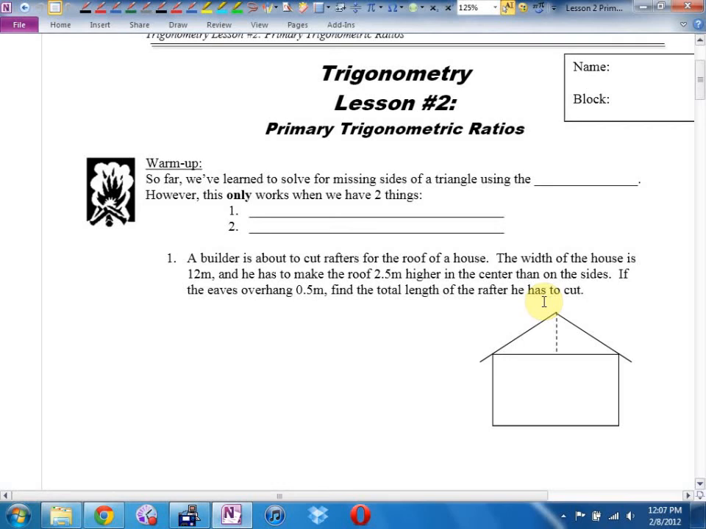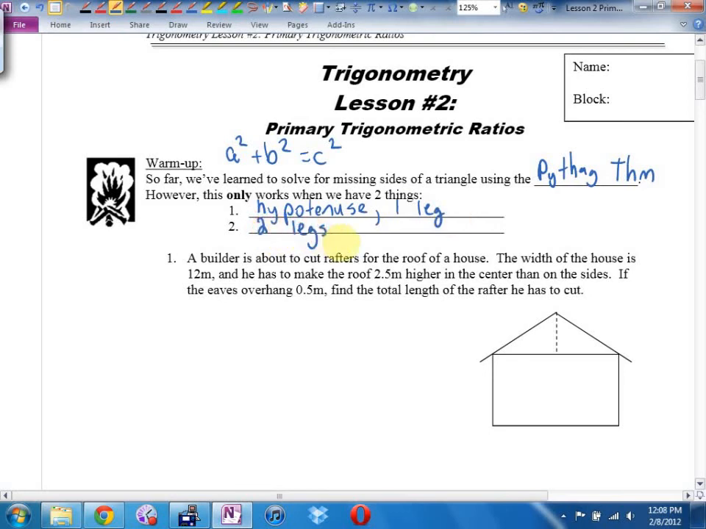So far, we've learned how to solve for the missing side of a triangle using the Pythagorean theorem, and my abbreviation for theorem is THF. Pythagoras. Heck, I'll even write it up here. A squared plus B squared equals C squared. This only works when we have two things, though: the hypotenuse and one leg, one side, or two legs. What we're really saying is you've got three variables in this equation. You need two of them before you can find the third.